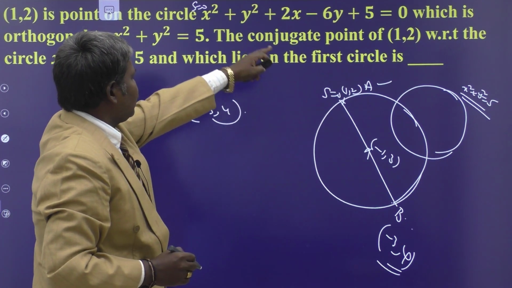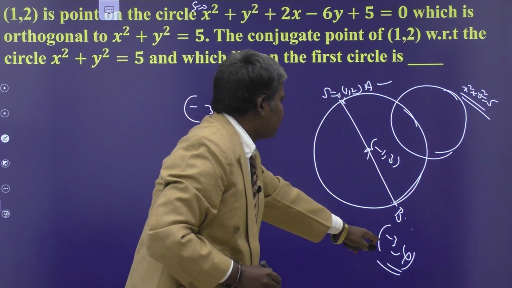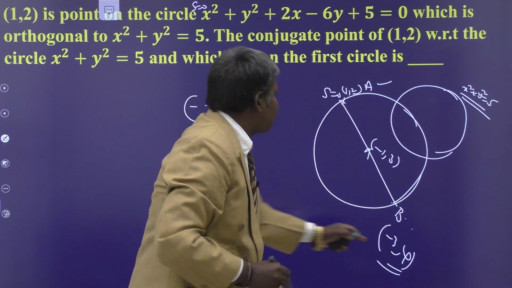So the center is what? (-1, 3). That means multiplied by 2, -2 - 1, that is -3, and 6 - 2, that is 4.